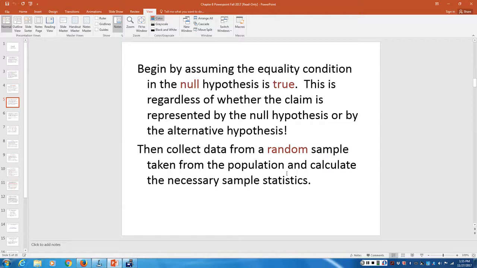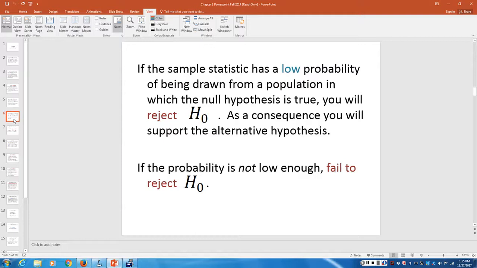And then we'll collect data from a sample, it has to be a random sample, taken from the population and calculate the sample statistics. If the sample statistic has a low probability of being drawn from a population in which the null hypothesis is true, then you have to say the evidence doesn't support H0 and you would reject it. And that means you'll support the alternative hypothesis. But if the probability is not low enough, then we'll fail to reject H0.